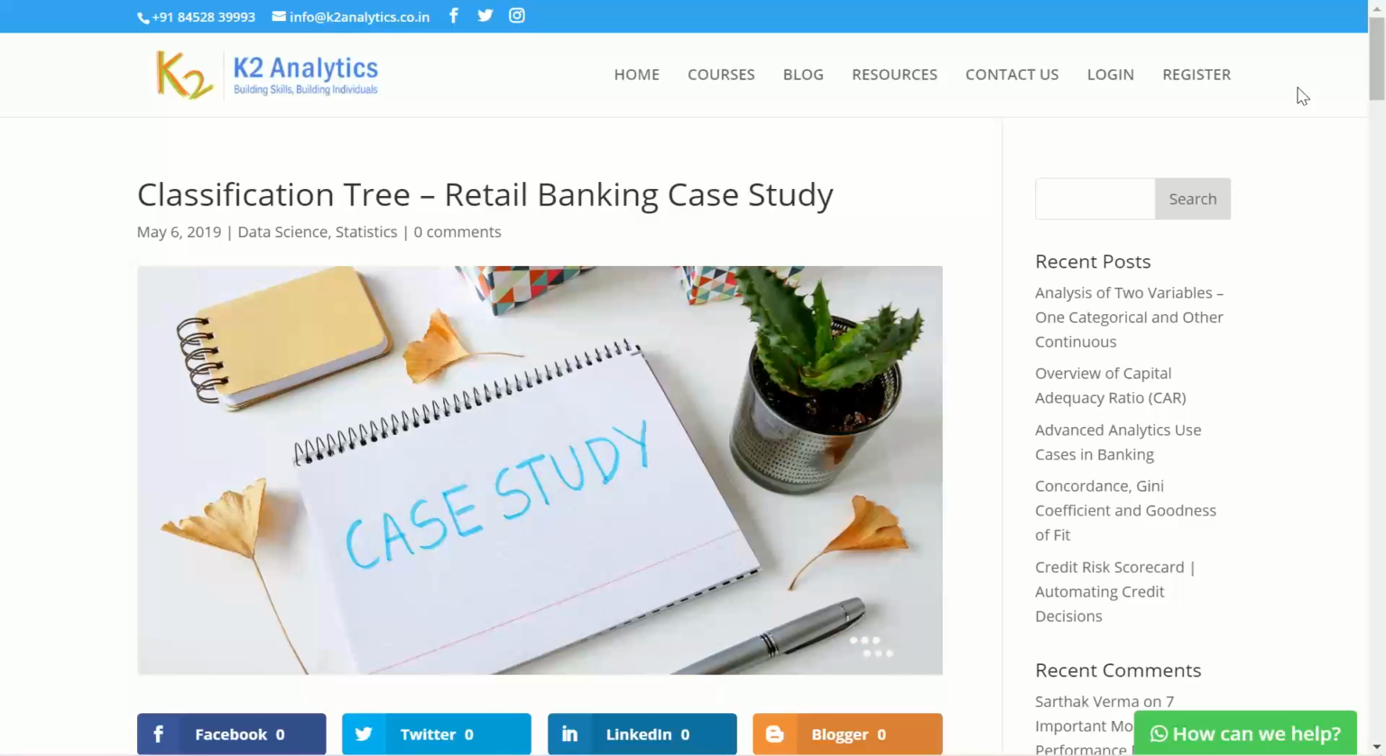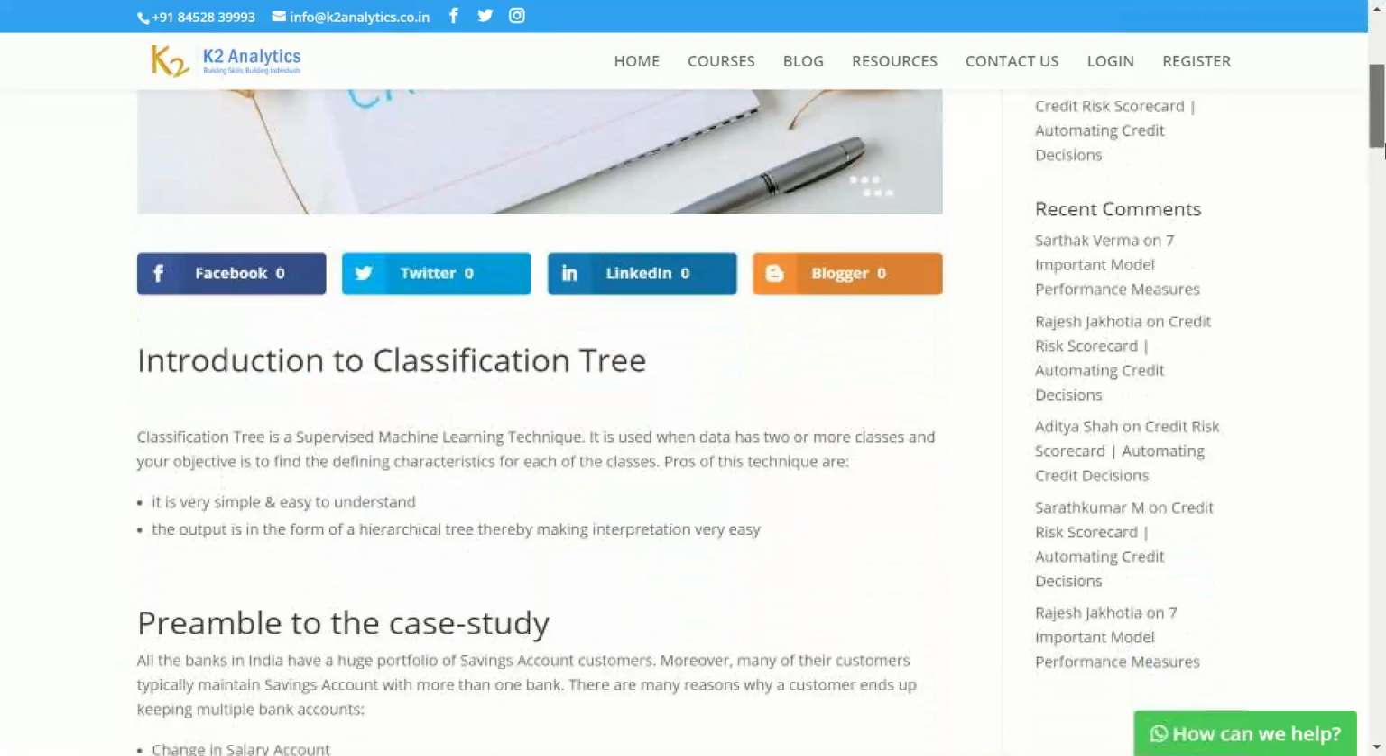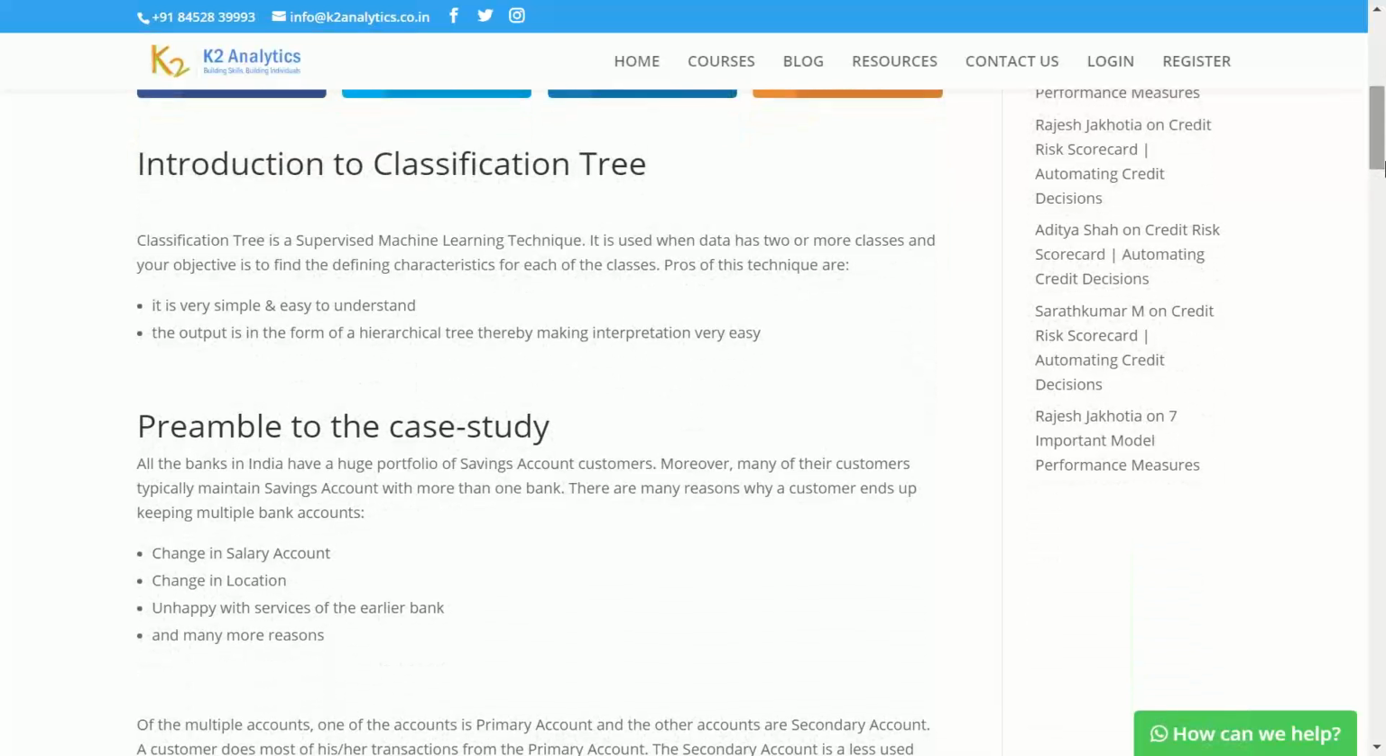In this session, we are going to discuss the classification tree technique. Before I get into the classification tree technique algorithm, I will be walking you through a case study. I'm taking the case study from the banking domain. As you can see, the title heading, Retail Banking Case Study. So let's just get started with the classification tree.